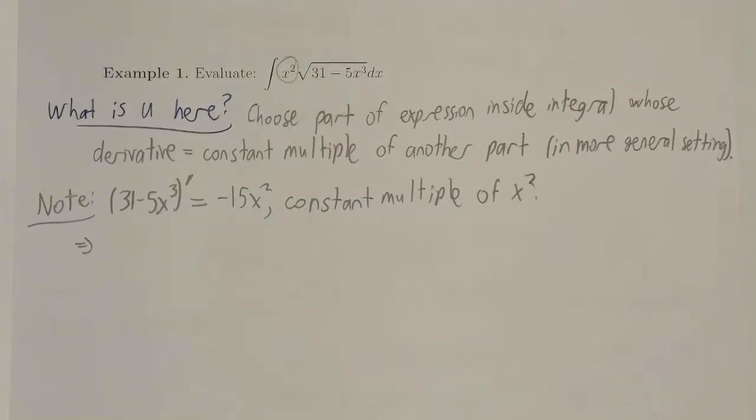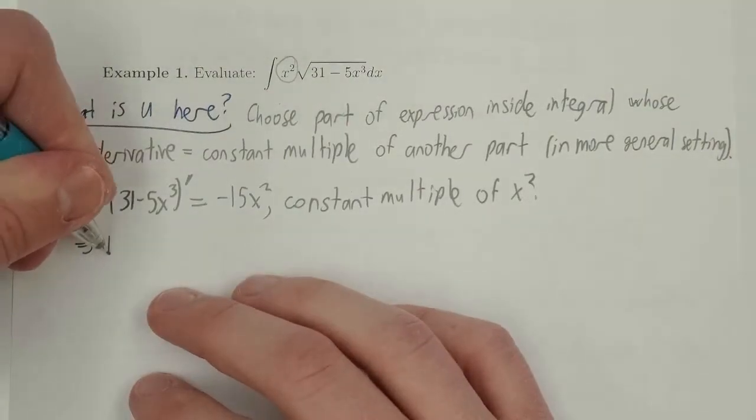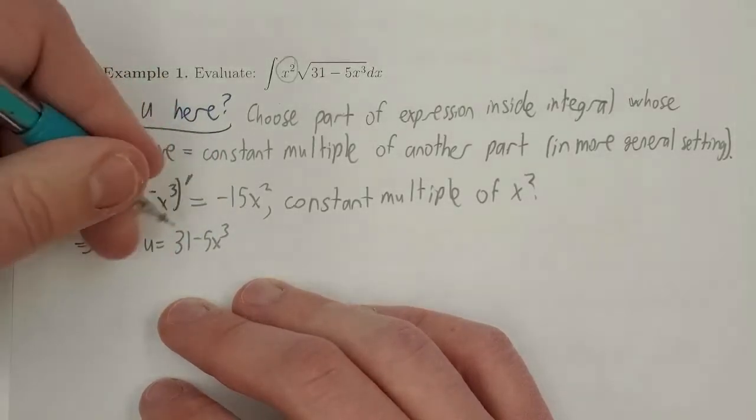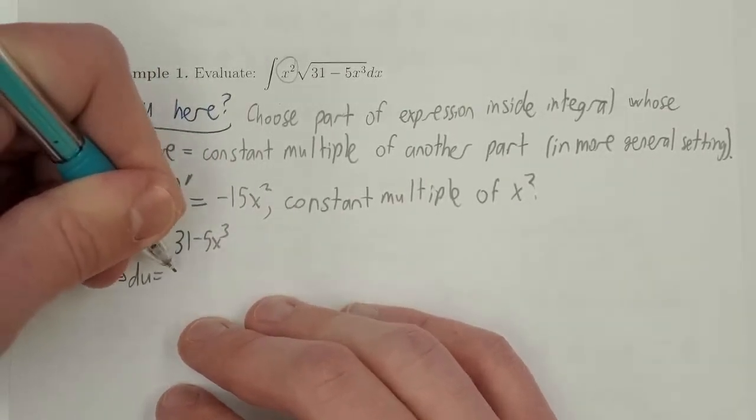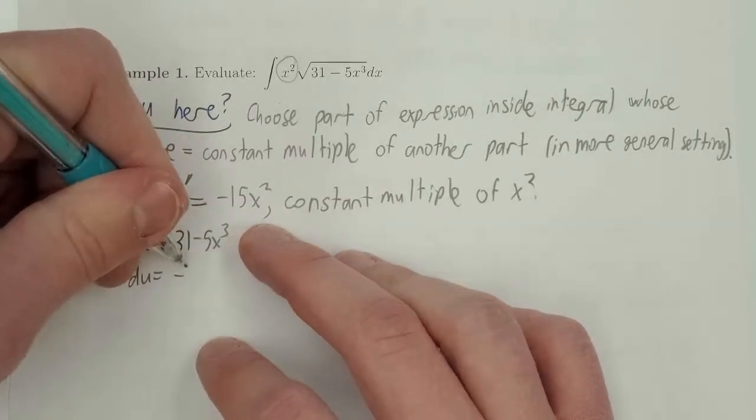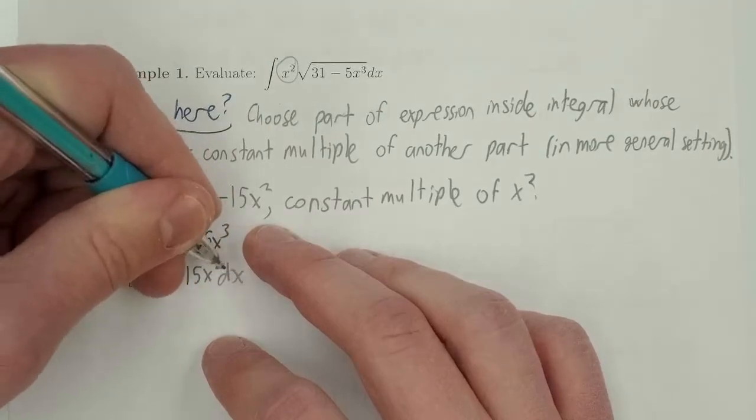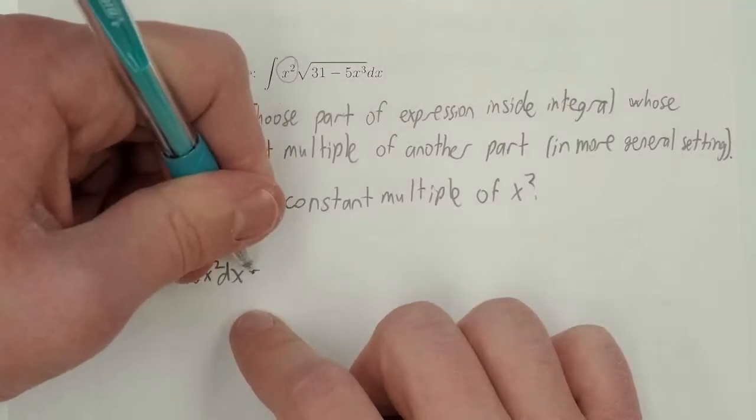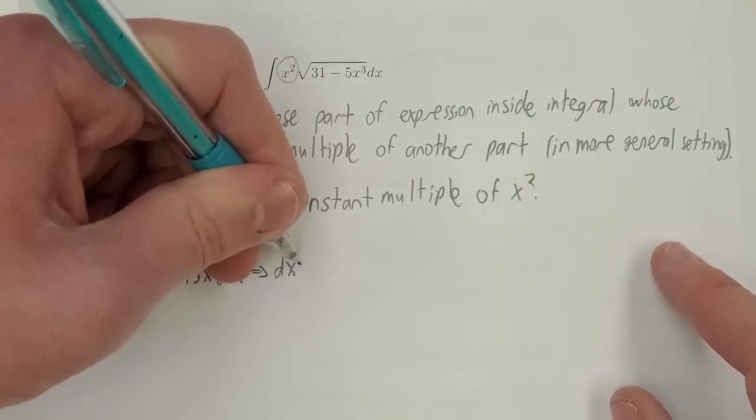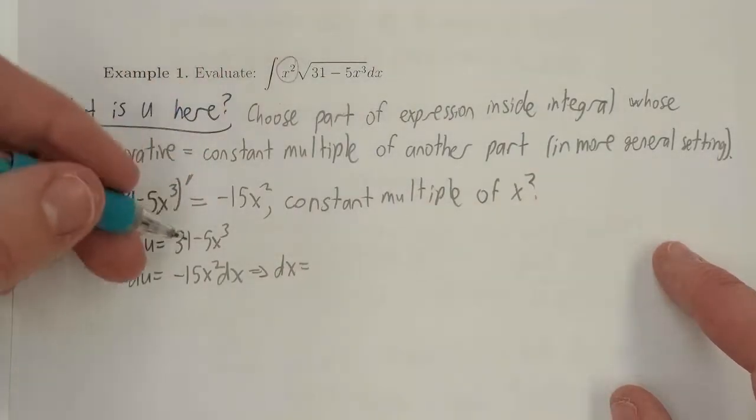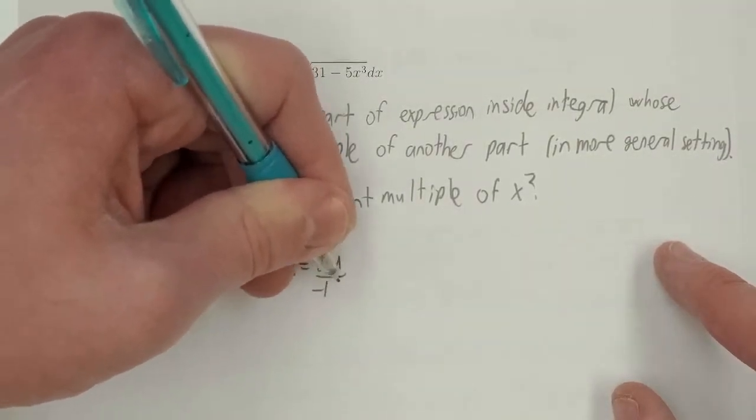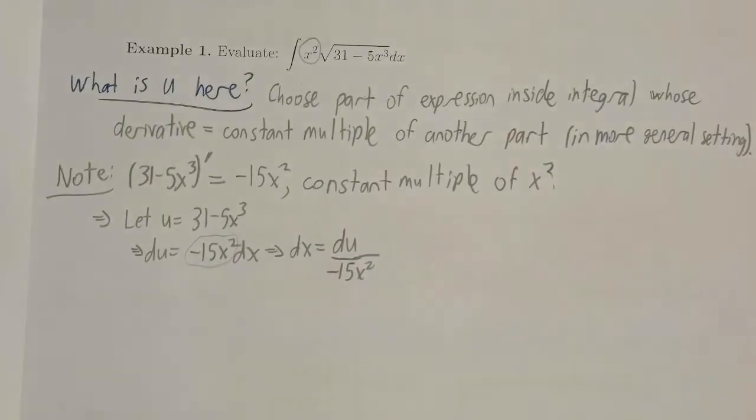Because of that, that should be a pretty good indication that you should let u equal 31 minus 5x cubed in this case. So let u equal 31 minus 5x cubed. Then du is, as we just established, negative 15x squared dx. As in the last example we did on page 1, if we solve for dx, all we have to do is divide this part over to the other side. So we have du over negative 15x squared.